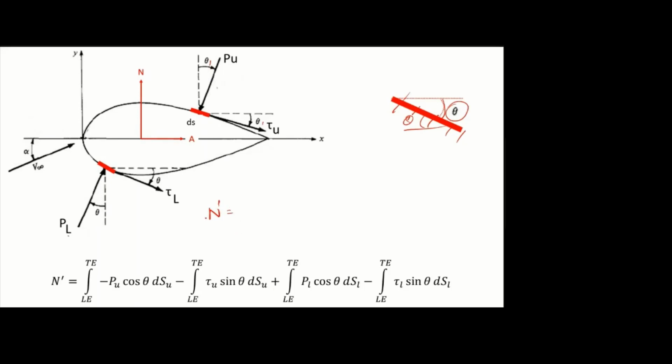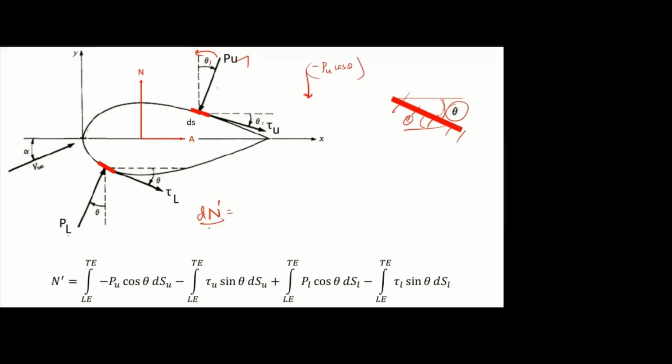What you have to do is simply resolve all these p and tau in the n direction. Assume now I am finding dn only for this small portion. First this component we can take, that will be minus pu cos theta. If you resolve vertically, because it is inclined, that is downward, so I am putting a minus sign. So this pu, if you resolve in the vertical direction, is pu cos theta, it is facing downwards, so minus sign, and this is the pressure component.